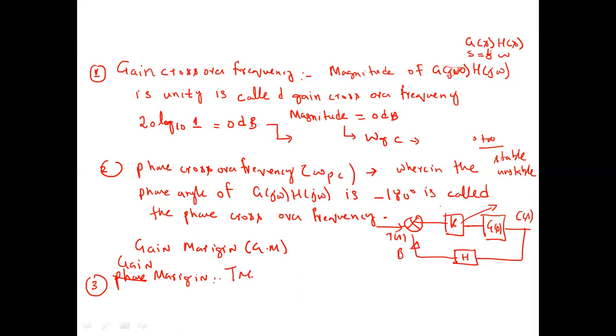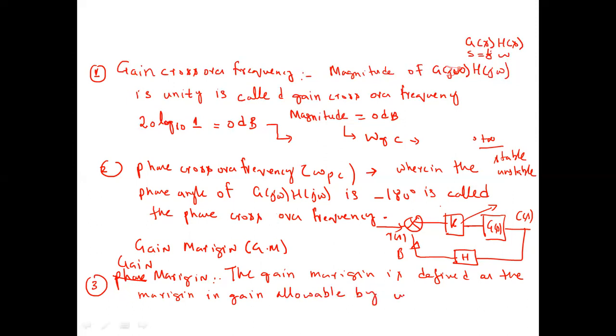I'll write down the gain margin. The gain margin is defined as the margin in gain allowable by which gain can be increased till the system reaches the verge of instability.